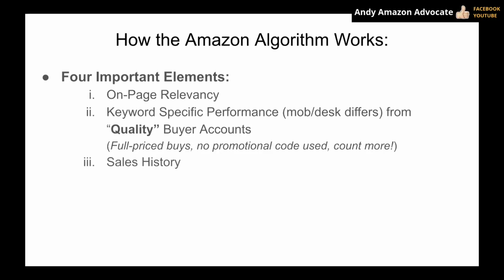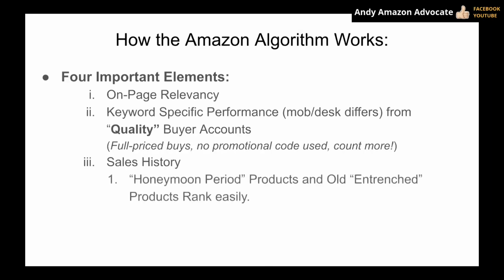Sales history. So is the product getting more sales over time? Is it getting less sales over time? How long has the product been selling? The length that the product has been available and how successful it's been during that time does have an impact in it. That's why we get this thing called the honeymoon period, where newer products that haven't been on Amazon as long, they have an easier time ranking because sales history is shorter. If performance is very good during a short time, that's the honeymoon period.